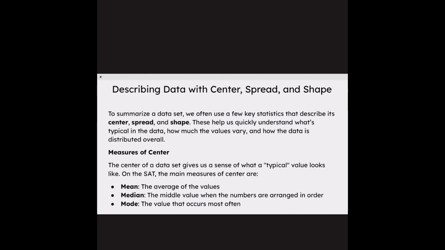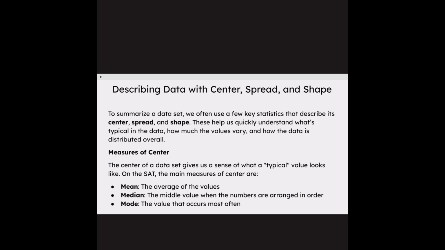Now let's talk about distributions. So to summarize a dataset, we often use a few key statistics that describe the center, spread, and shape of it. These help us quickly identify what's typical in the data and how the values vary and how the data is distributed overall.